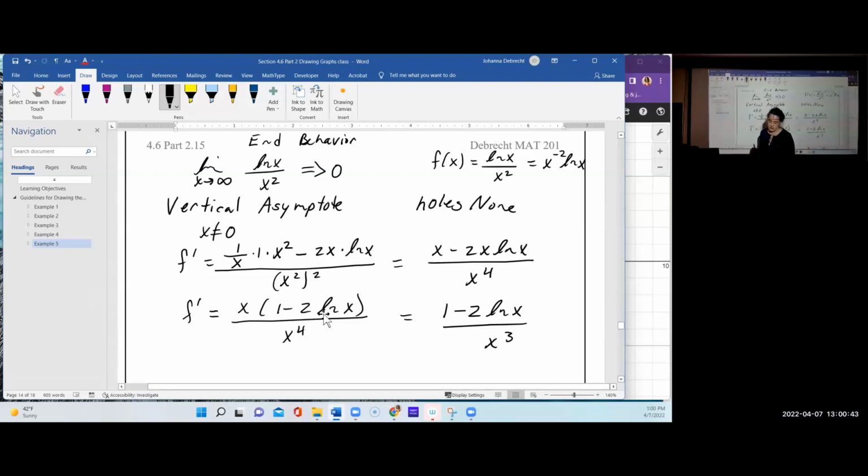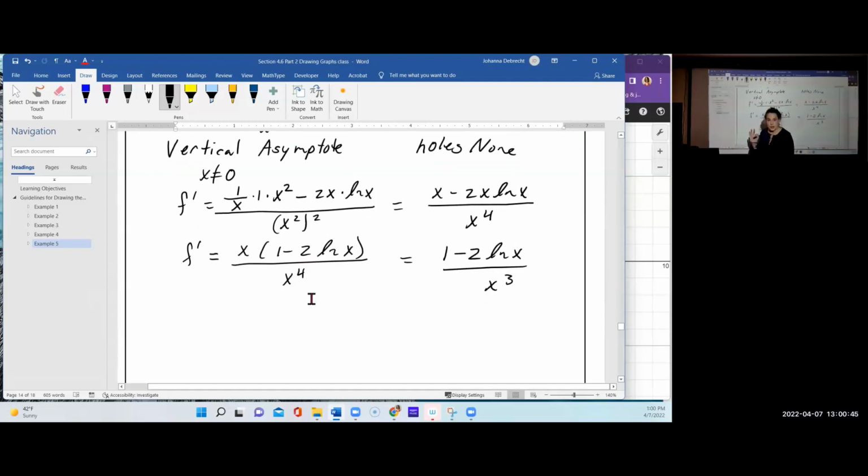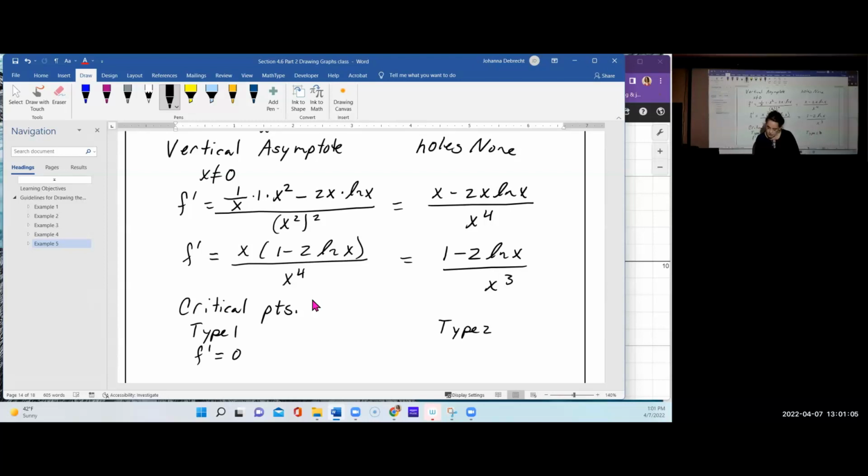So that's my derivative. Now I have 2 types. The 2 types are type 1 and type 2. So I'm looking for critical values of the first derivative, or critical points. So type 1, I have the first derivative equal to 0, but the function exists. And type 2, I have the first derivative does not exist, but the function does, but it's in the domain of the function f of x.